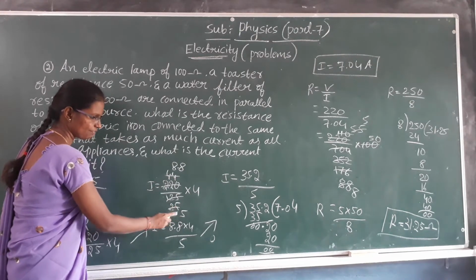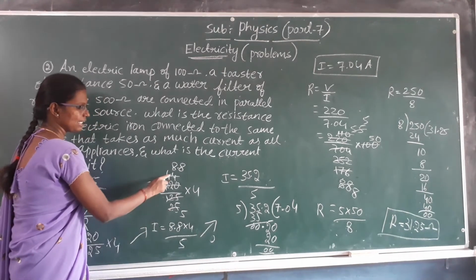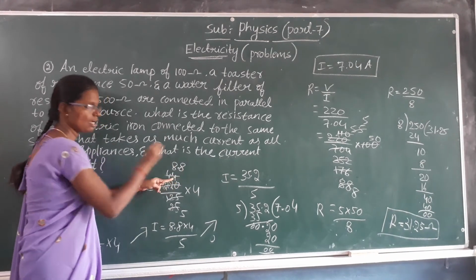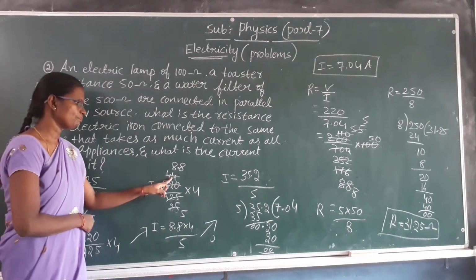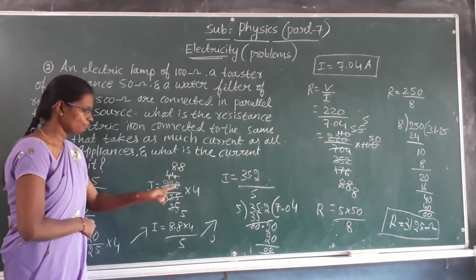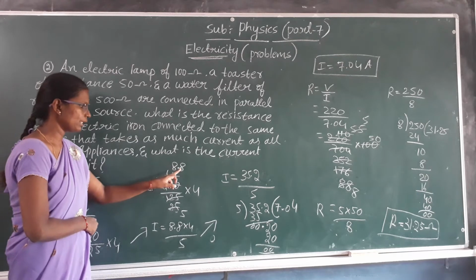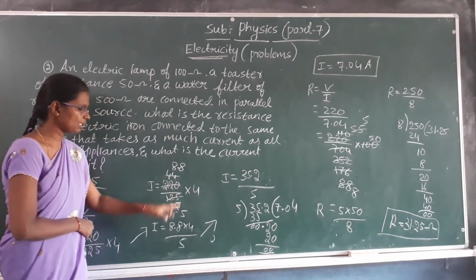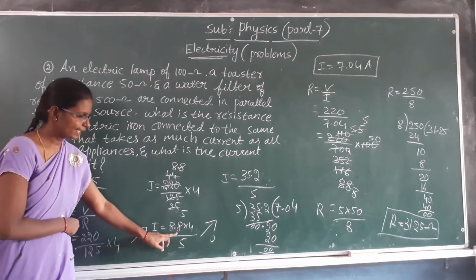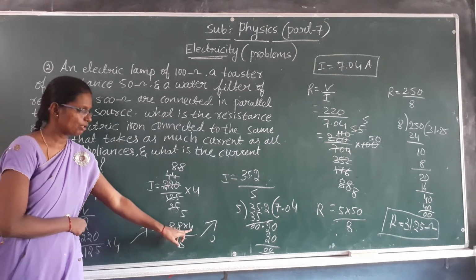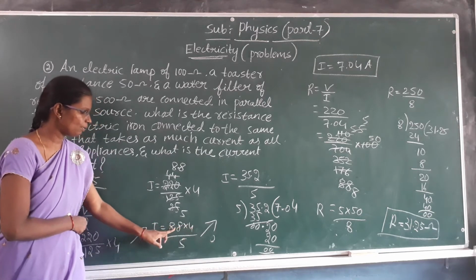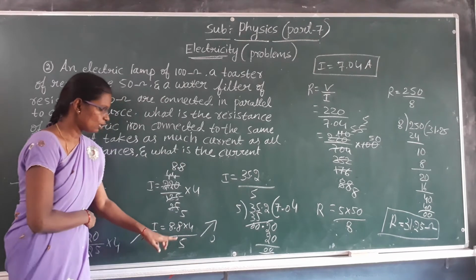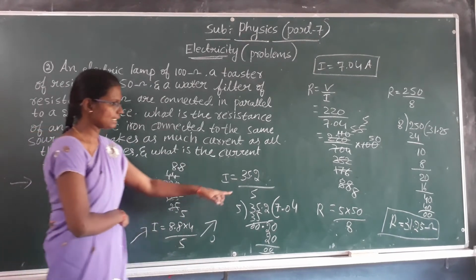Again, 5 1s are 5, 5 5s are 25, 5 8s are 40, 4 remains. 4 is not going, so you have to take a decimal point, then it will become 40. Again 5 8s are 40. So here the result is 8.8 divided by 5 into 4. So here I am writing 8.8 into 4 into 5. When you multiply 4 by 8.8, you get 35.2. In the denominator what is there? 5, as it is I am writing.